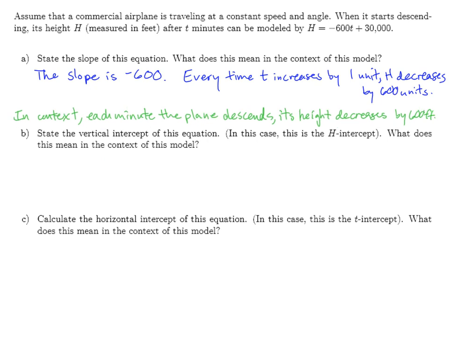The next thing we're going to look at is the vertical intercept. And I've written here that in this case, this is the h-intercept. So looking at h equals negative 600t plus 30,000, when t is 0, the value of h will be 30,000. So the vertical intercept is then (0, 30,000). And if we want to write down when t equals 0, h equals 30,000, we can.